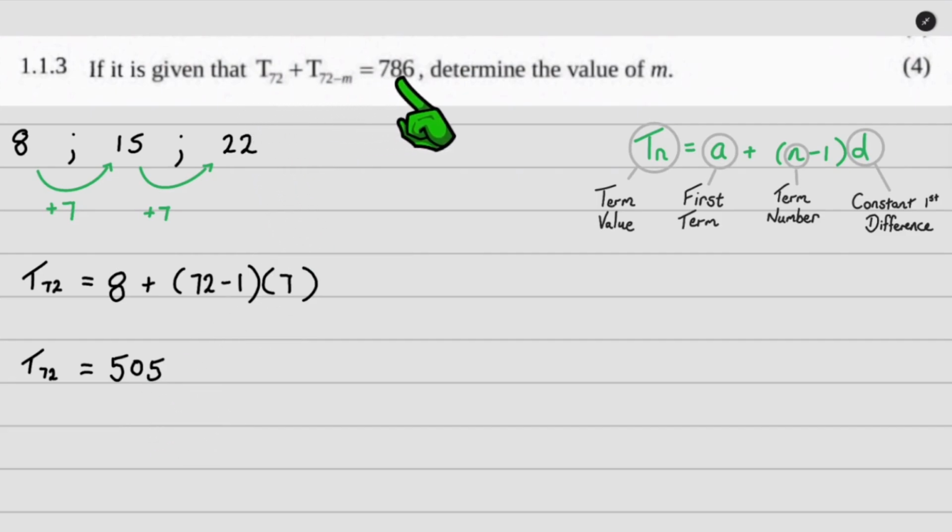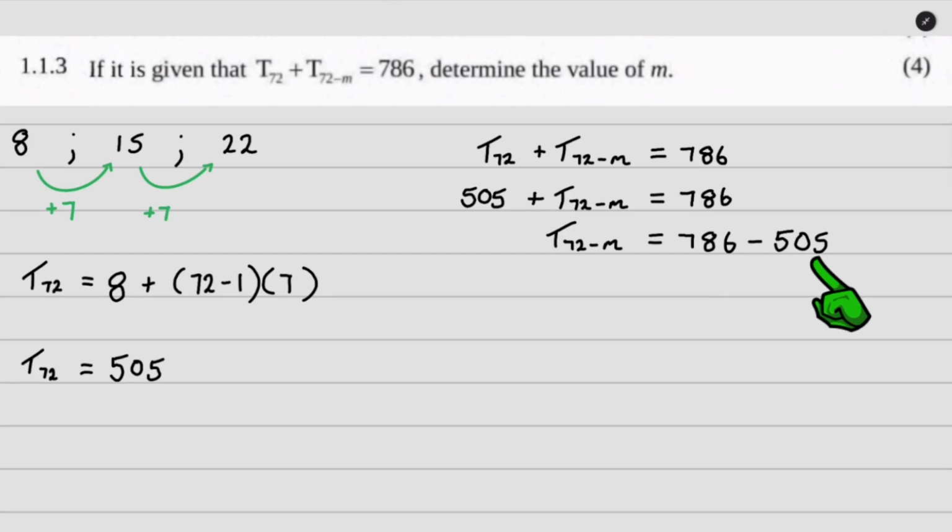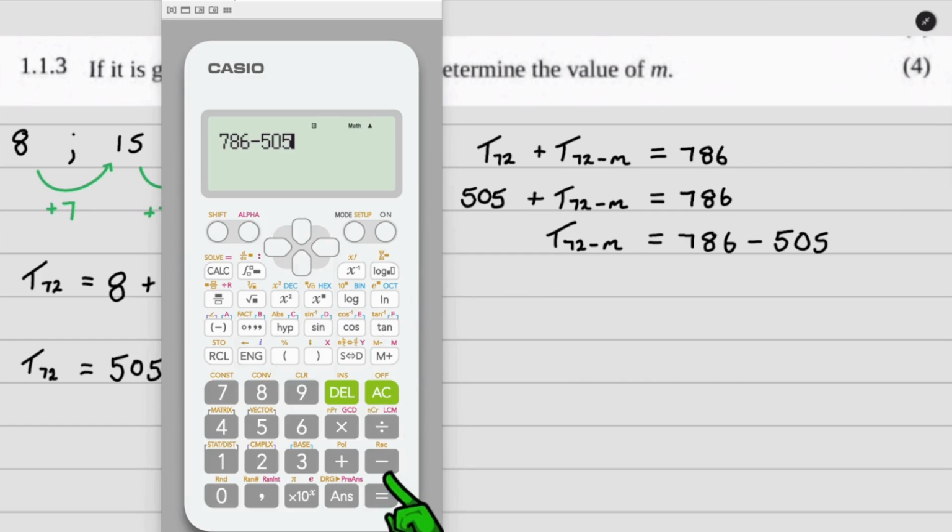So I'm going to grab this thing and replace term 72 with 505, because that's what it actually is. So you can see I've made the necessary replacement. Term 72 has been changed to 505. Now I want to isolate this thing so I can find out the value of it and work it out. So to isolate it, aka get it on its own, I want to move this 505 over to the side and it will become a negative. Okay, and then let's go ahead and work that out quickly. That's going to go straight in the calculator. Okay, so after we pop that in and we press equals, we get 281.